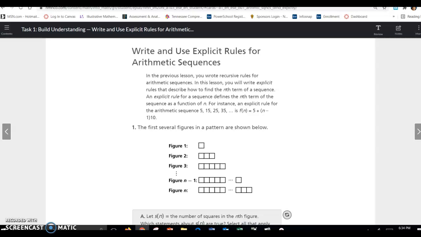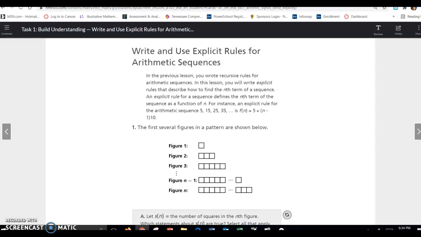All right, so it says write and use explicit rules for arithmetic sequences. In the previous lesson, you wrote recursive rules for arithmetic sequences. In this lesson, you will write explicit rules that describe how to find the nth term of a sequence. An explicit rule for a sequence defines the nth term of the sequence as a function of n. For instance, an explicit rule for the arithmetic sequence 5, 15, 25, 35 is f of n equals 5, which is your first term, plus n minus 1 times 10, which is your common difference. And n minus 1 means your previous term.